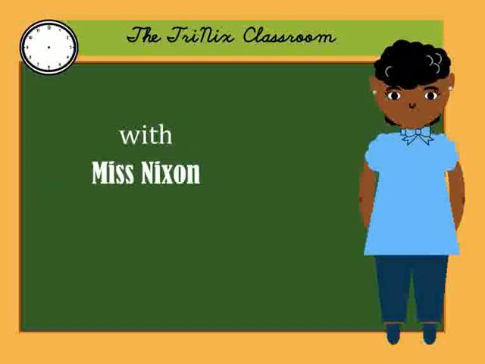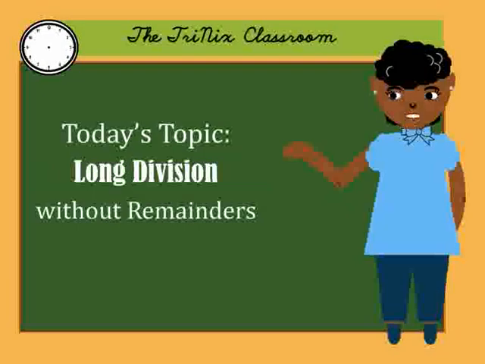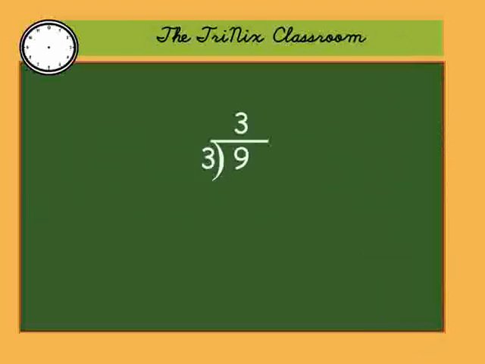I am Miss Nixon. Today's topic is long division without remainders. First, let's get familiar with the parts of long division. The big number that we're dividing is called the dividend. The number that we're dividing the dividend by is called the divisor. And the answer to our long division problem is called the quotient.